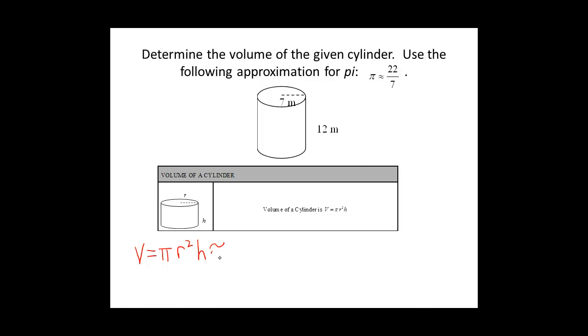We are going to use an approximation for pi, so we'll use our approximation symbols. Pi is approximately equal to 22 over 7. Our radius of our top of our cylinder is equal to 7, and our height is 12 meters. So we replace r with 7. So we'll square the 7 and then multiply times 12, which is our height. So 7 times 7 is equal to 49.